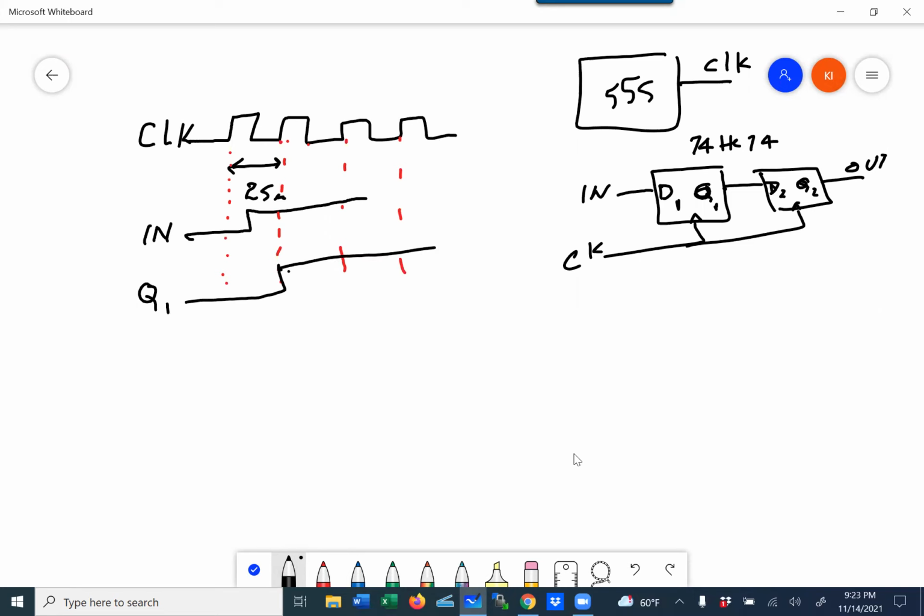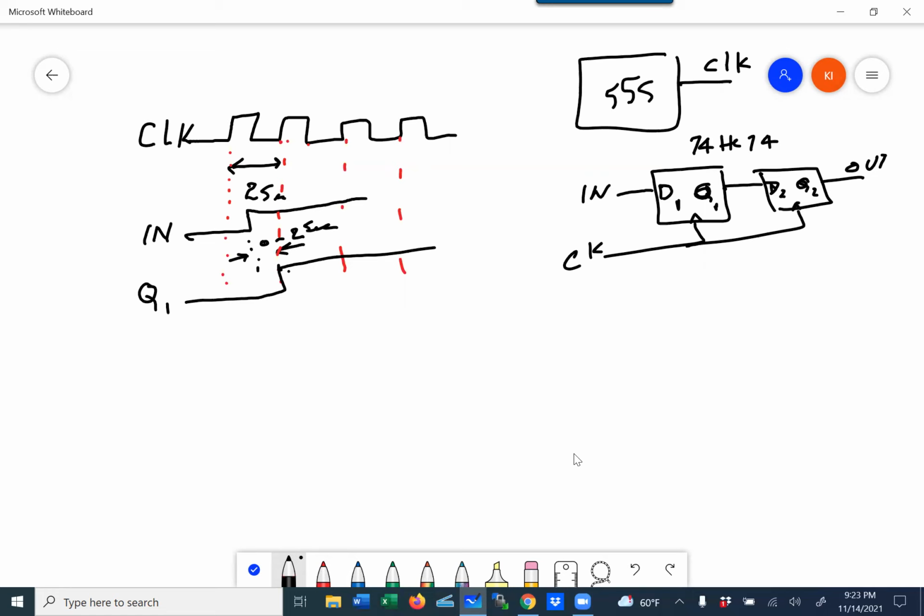Now the question is, how long is it from here to here? If the input changed right after the rising edge, it would take almost 2 seconds to get there. So the time depends on where it changes. It will be somewhere between 0 and 2 seconds. That's not enough, because if you remember, you wanted 2 to 4 seconds.